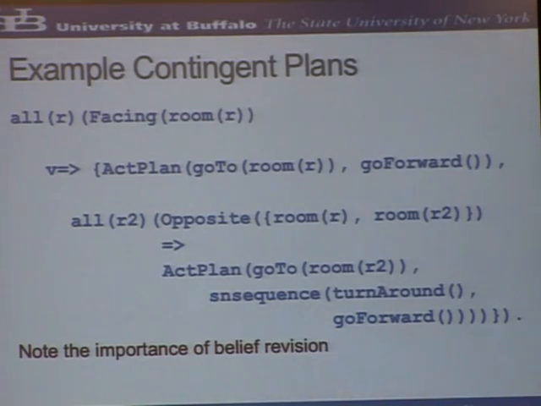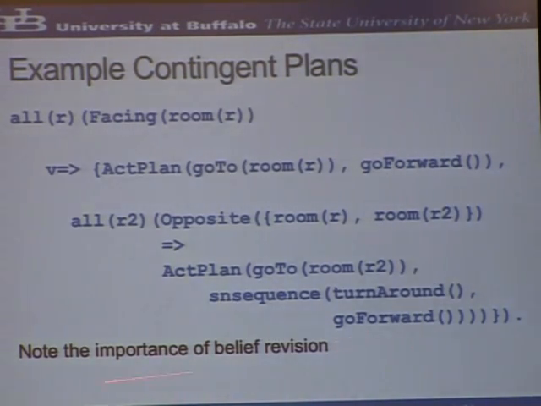Now, as I mentioned the other day, SNePS retains lemmas. So if facing room three, let's say, were true, then it could derive that a plan to go to room three is to go forward. And that would be sitting there as a belief in the knowledge base. So then let's say we're no longer facing room three. Why isn't it still the case that sitting there in the knowledge base is the belief that the way to go to room three is to go forward? It's been derived, it's been added to the knowledge base as a lemma.